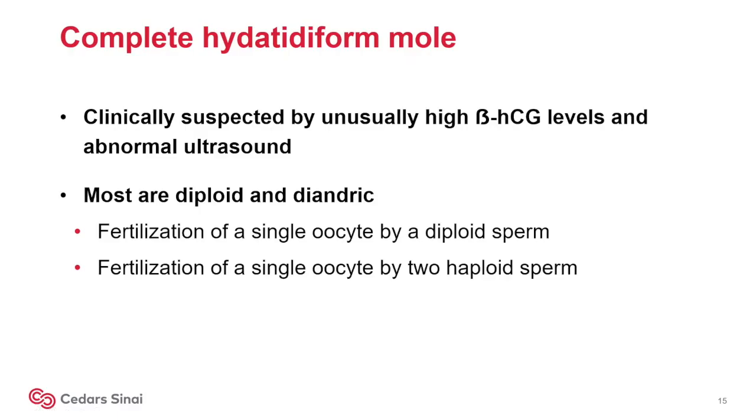Complete moles. Unlike partial moles that are usually just a missed abortion, complete moles are nowadays pretty much always clinically suspected because the patient has unusually high beta HCG levels and abnormal ultrasound findings, and one of them, they actually see the enlarged villi as vesicles in the ultrasound, and there is an absent embryo as well. And the great majority of complete moles are diploid and diandric.